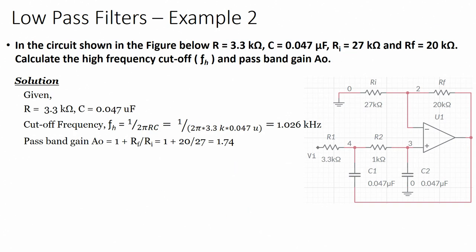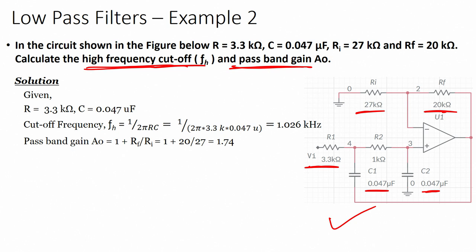Easy, super easy, right. Let us take one more example. In the circuit shown in the figure, R equals 3.3 kilo ohm is already given, and C equals 0.047 microfarad, both capacitors are the same. Ri is also given, 27 kilo ohm, and Rf is also given, 20 kilo ohm. Calculate the high frequency cutoff FH and passband gain AO.